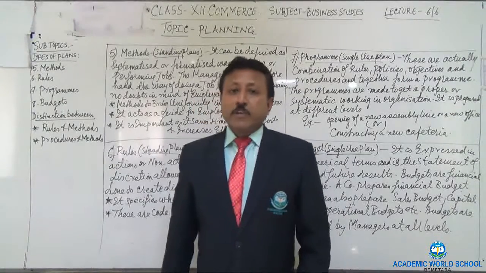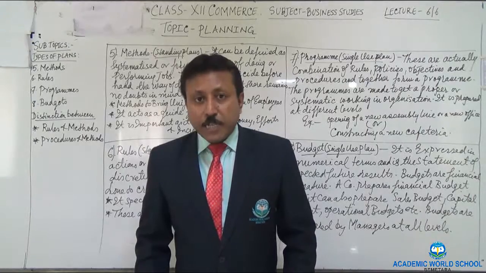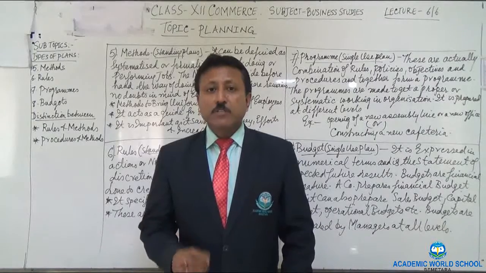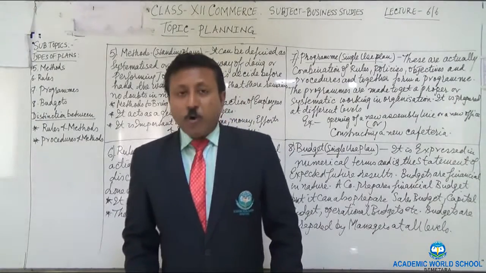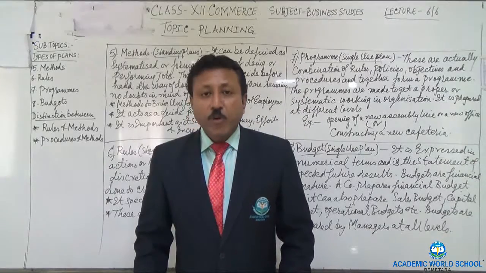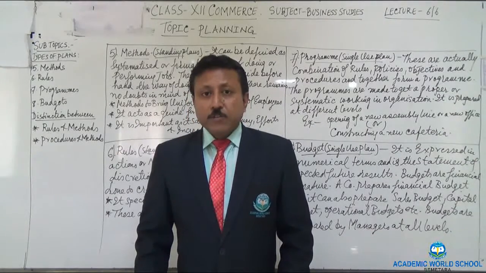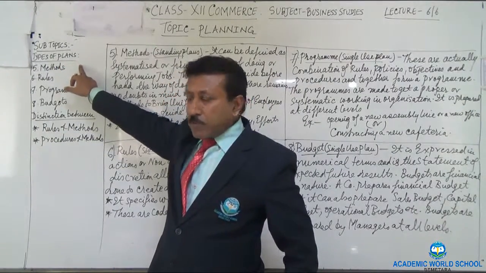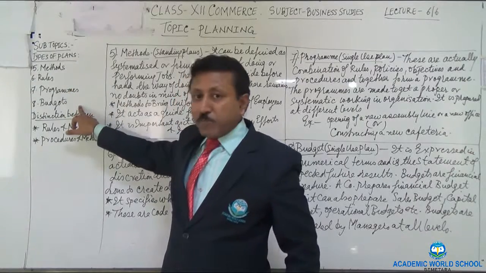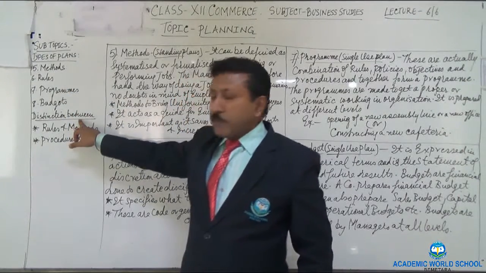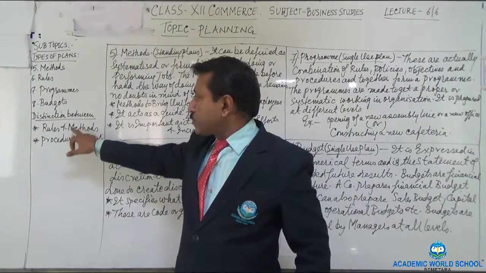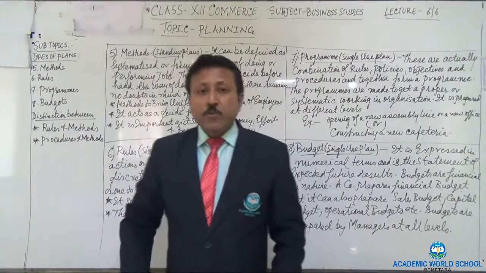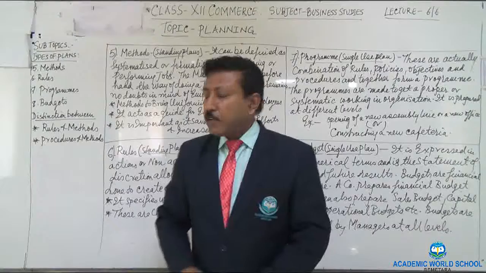Also, if you remember, we studied the types of plan. There are 8 types, but in the last video lesson we studied the first 4 types: objectives, strategies, policies and procedures. In today's video lesson, as you can see in the subtopics, we are taking the last 4 types of plans: methods, rules, programs and budgets. Then we'll go through 2 distinctions, between rules and methods and between procedures and methods. So we'll start with the first.